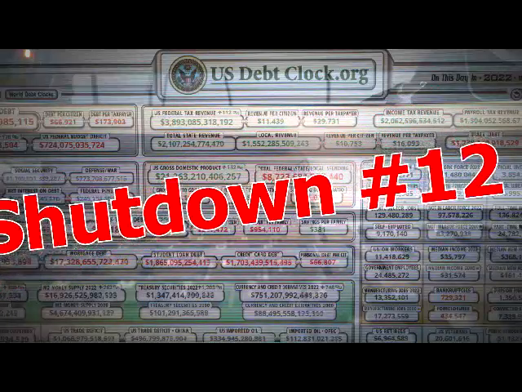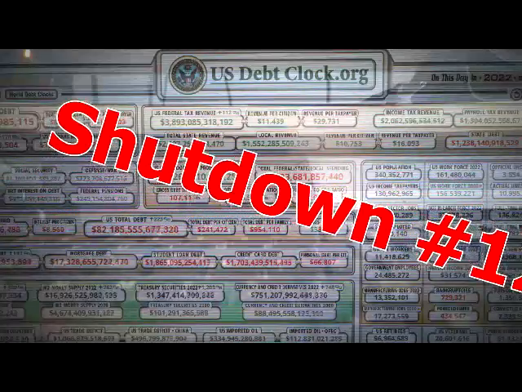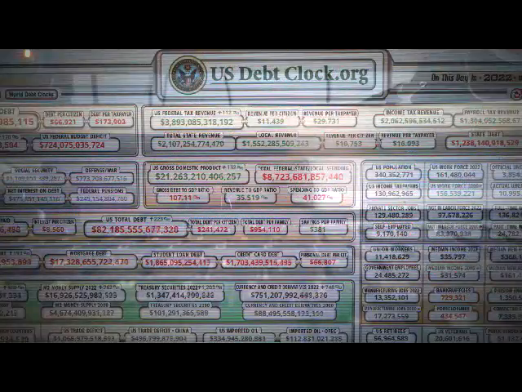1984. Look at all these shutdowns going on here. Oh my God, they're shutting down the government left and right and left and right. Oh, come on, will you?